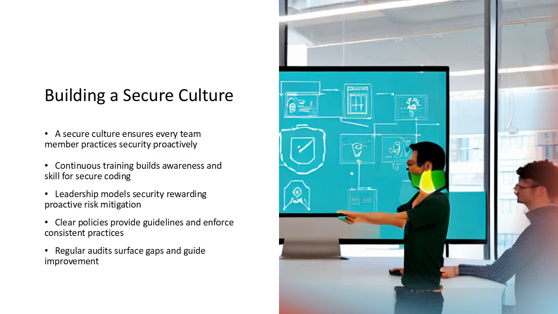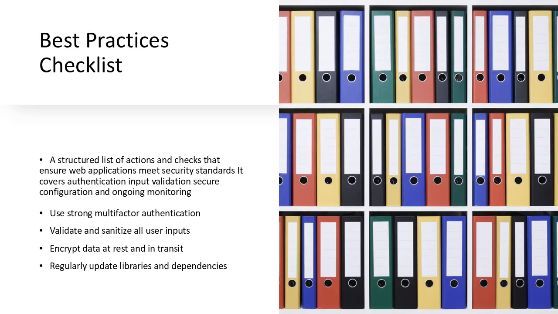Continuous training helps them stay up to date with best practices. Leadership promotes security as a key priority, rewarding teams that find and fix security issues early. Clear policies guide everyone's behavior and ensure consistent security practices. Regular audits identify areas for improvement and help the team get better over time. This way, you can build a secure culture where every developer is proactive about security, just like every worker on that construction site.